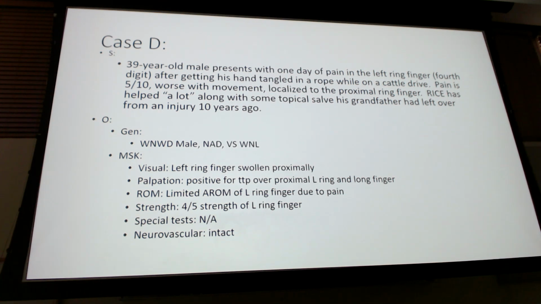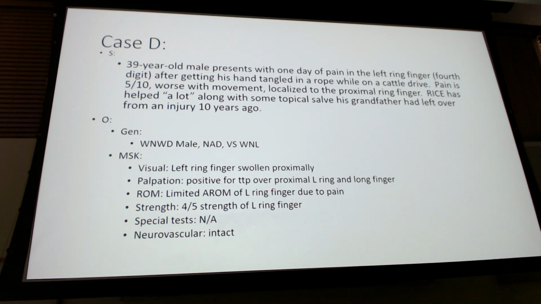Overall general appearance, normal male, well developed, well nourished, blah blah. Right? But we have left ring finger swollen proximally. Positive tenderness on palpation over proximal left ring and long finger. Know your fingers, right? The odds are, academically, we're probably going to have first digit, second digit, third digit, fourth digit, fifth digit, potentially. I think it could be ring or long finger, but number one, thumb is number one. This is not number one, so just make sure you know that stuff.